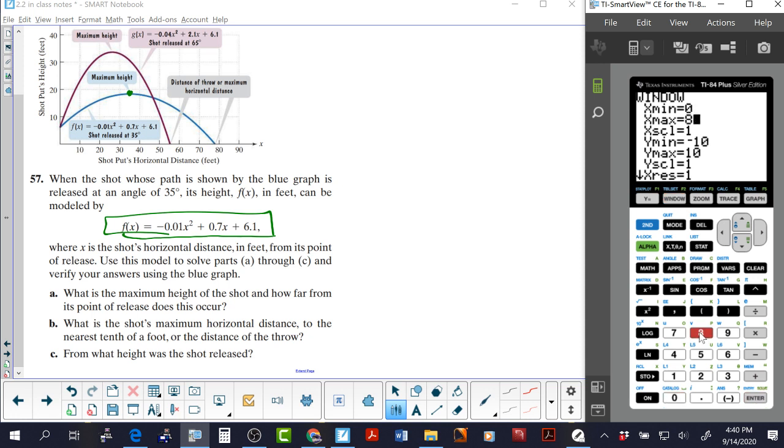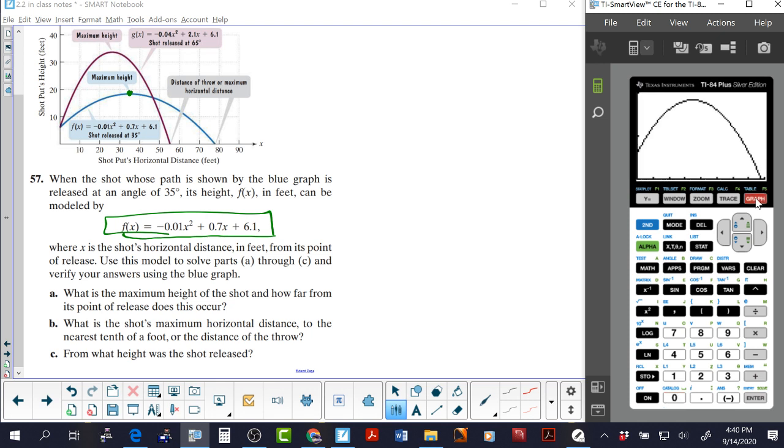So 0 to, I better go to 80. We can go by tens, and then we're going from 0 to the highest. 20 will be higher than the highest. We can go by twos or tens or whatever. All right, so we're going to graph it.